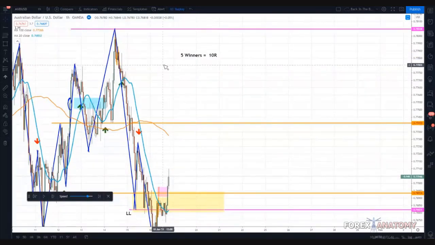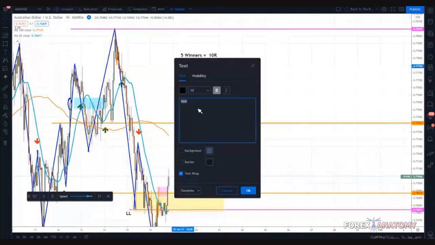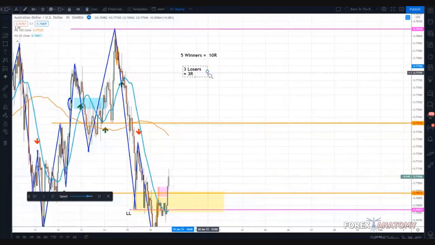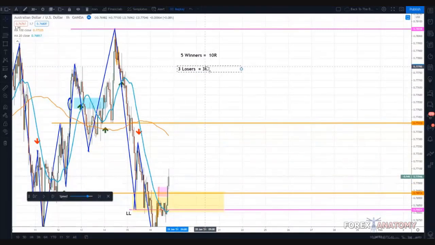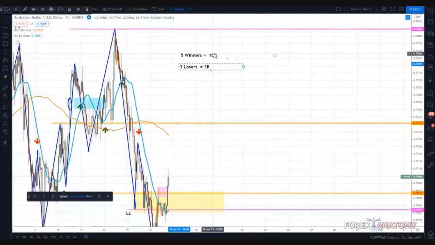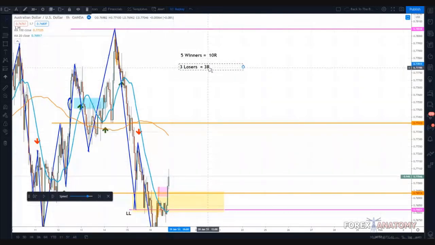Now, in your losers, we had 3 losers, right? So then we have 3 losers right here, and that equals what you would call 3R, because that represents how much you're risking. So right here, we have 5 winners equals 10R, 3 losers equals 3R.